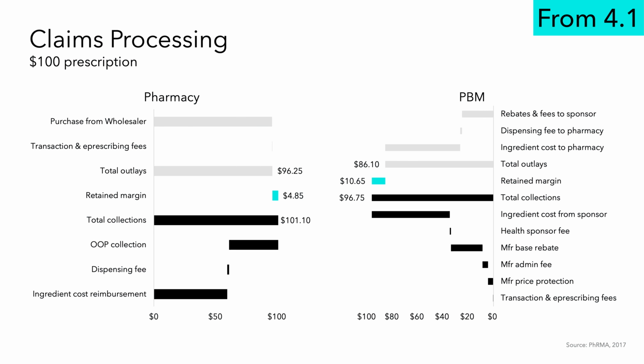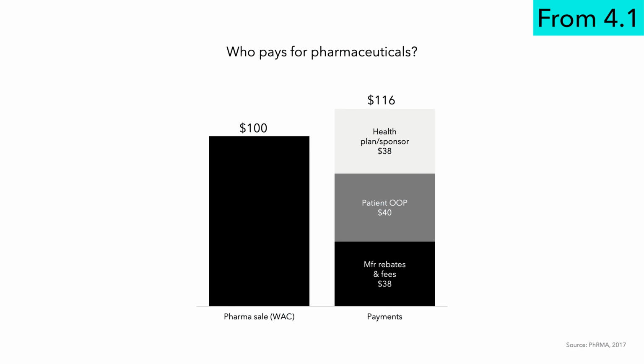Here, we're breaking down the Pharma Report Follow the Dollar to show all the individual components of the claims processing between the pharmacy and the PBM. This slide is a particular favorite because I think it shows it in a way that hits home, right? On the left side, you see the wholesale acquisition cost of $100. And then on the right side, you see the individual payments that make up the $116 that we talked about a moment ago in 3 segments.